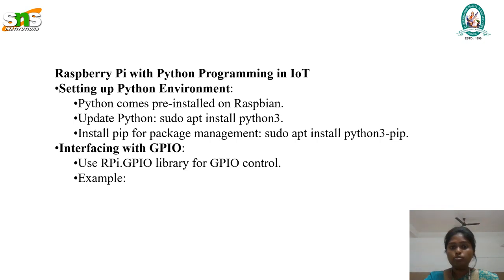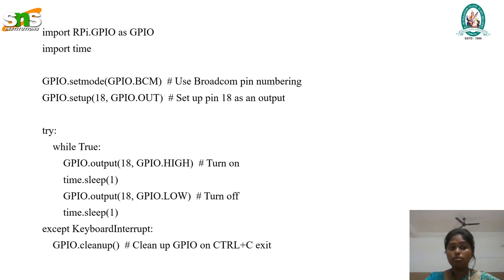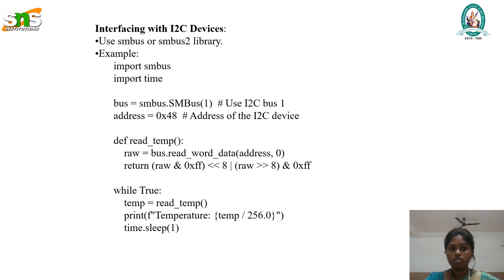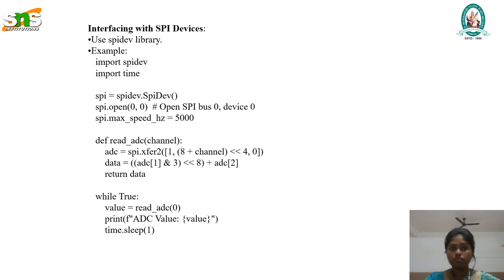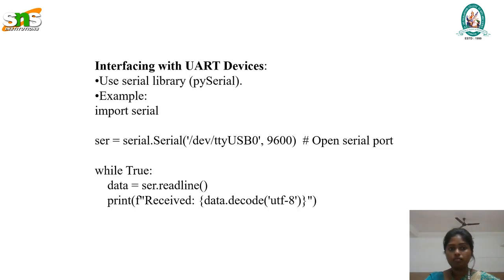Raspberry Pi with Python programming in IoT. Python comes pre-installed on Raspbian. Update Python or install Python 3, install PIP for package management, and the GPIO is controlled from Python. Here is an example for GPIO, and interfacing with SPI devices. This is an example of SPI devices, and this one is UART devices.